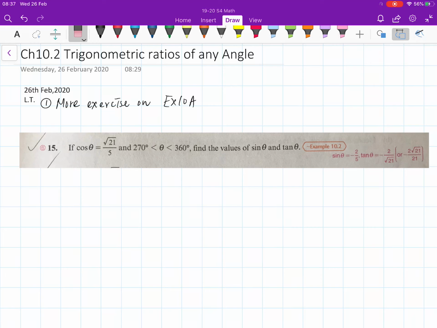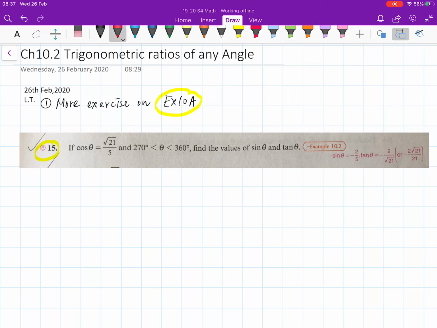Then I will give you an example. So please turn to a new page of your notebook, write down the dates of today and the learning target. More exercise on exercise 10A. So I will show you the question of exercise 10A, question 15.